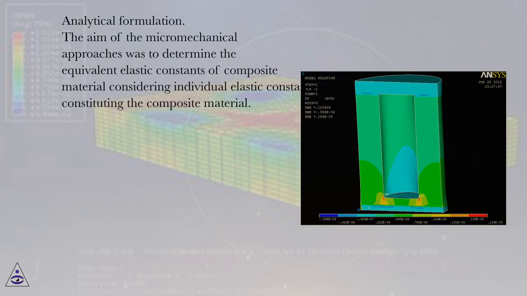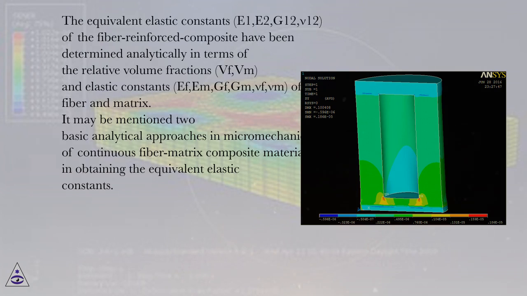Analytical formulation. The aim of the micromechanical approaches was to determine the equivalent elastic constants of composite material considering individual elastic constants constituting the composite material. The equivalent elastic constants, E1, E2, G12, Nu12, of the fiber reinforced composite have been determined analytically in terms of the relative volume fractions, Vf, Vm, and elastic constants, Ef, Em, Gf, Gm, Nu-f, Nu-m, of fiber and matrix.